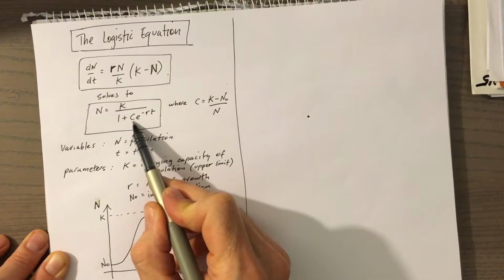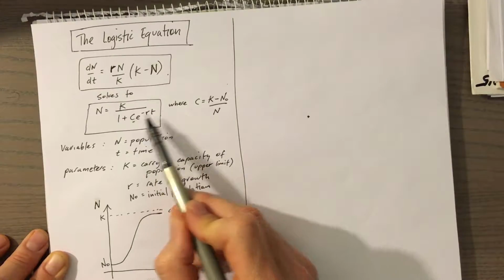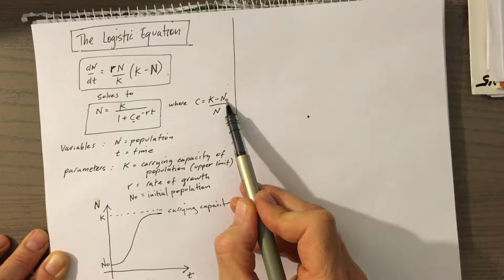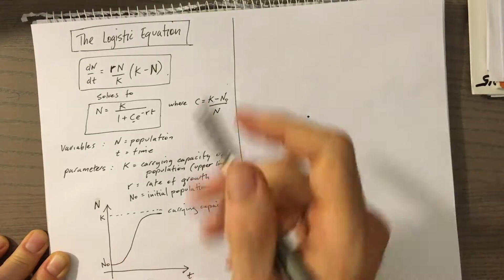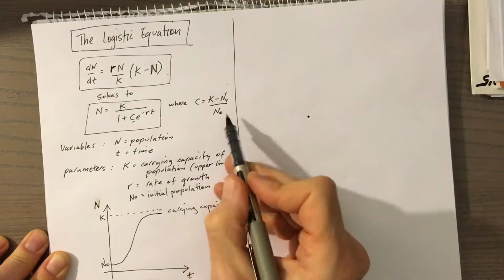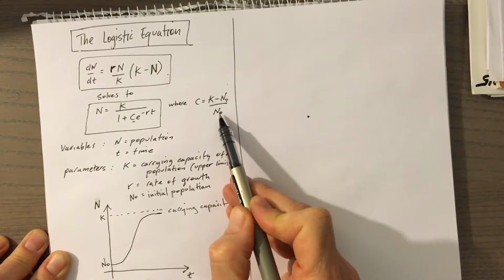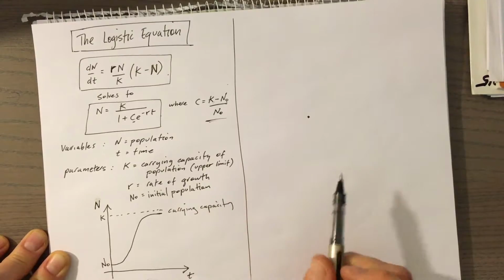C is some constant, but through initial conditions we can figure out what C is, and C is related to the carrying capacity and the initial population. Now let me just check. I have a feeling, yes, I didn't think I had that right. So C is actually K minus the initial population, divided by the initial population. We'll figure that out at some point.